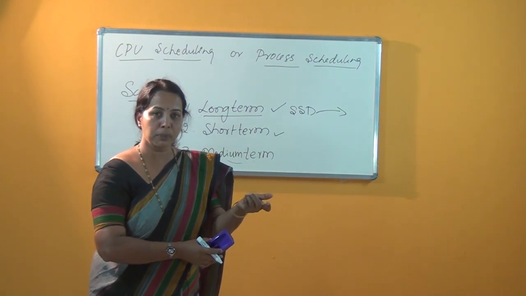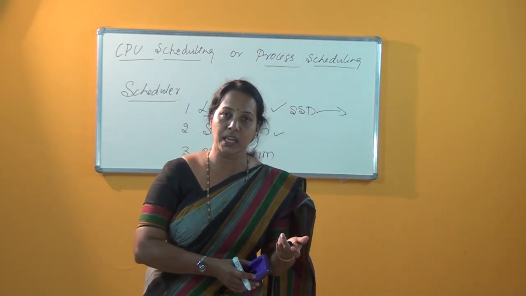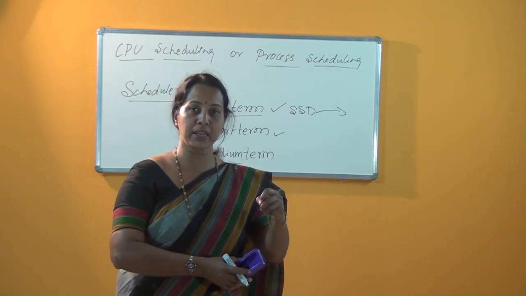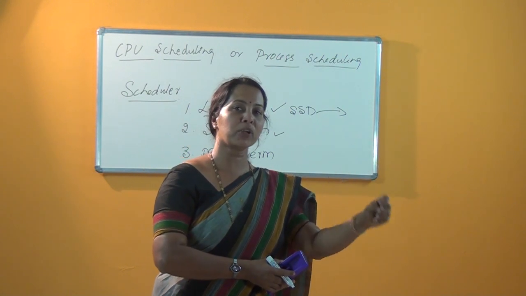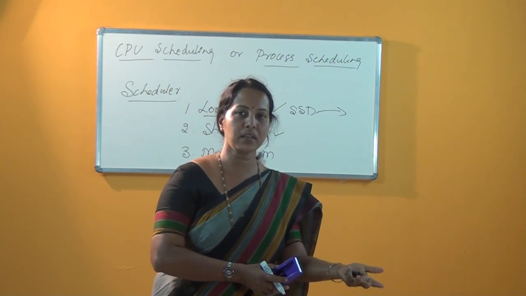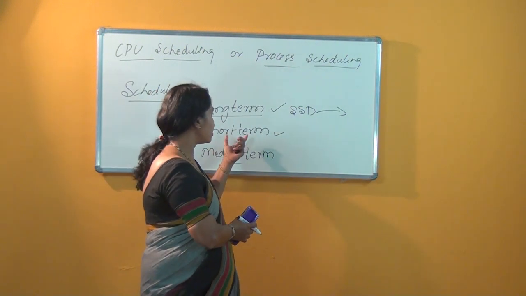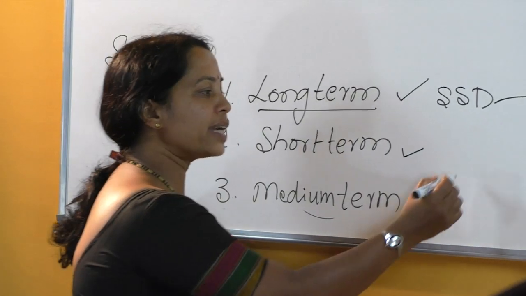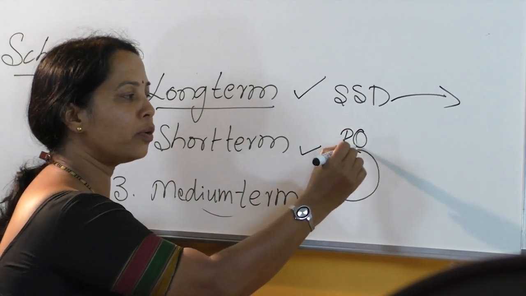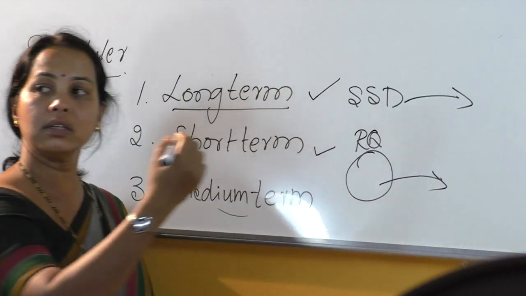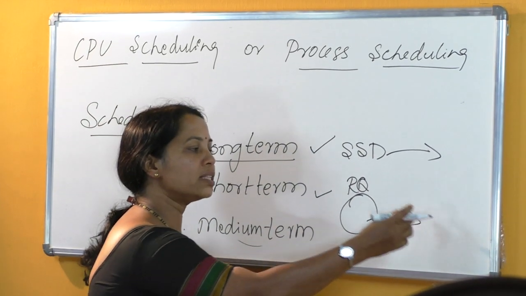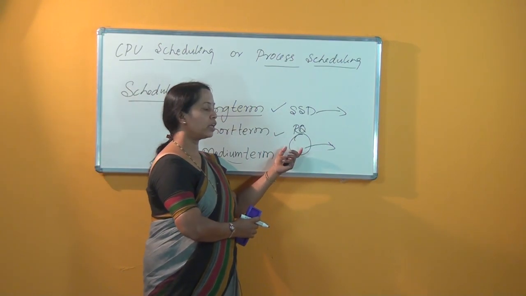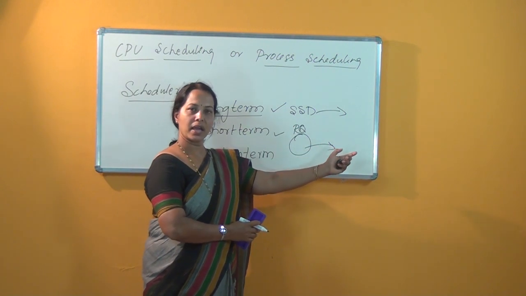So whenever the CPU is available, or if it is free, immediately one of the schedulers selects one of the jobs from the ready queue, and the processor will be allocated to that process so that it can execute. That is done by the short term scheduler. The short term scheduler selects one of the jobs from the ready queue and assigns it to the CPU, or the CPU is allocated to the process selected by the short term scheduler, and that process is going to execute.